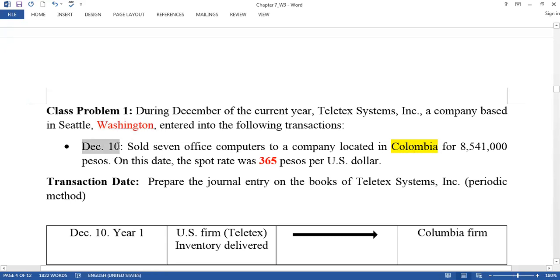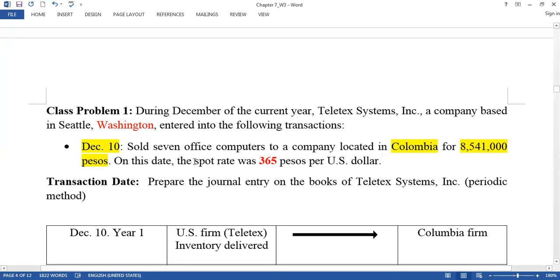So this is the transaction date. You can see that the transaction date is December 10. They sold office equipment to a company located in Colombia. So the US company sells equipment to Colombia, and this is the money of Colombia. Colombian money is called pesos. So 8,541,000 pesos you will receive. That means Colombia will give you this peso, right? You have to convert this peso to the dollar.